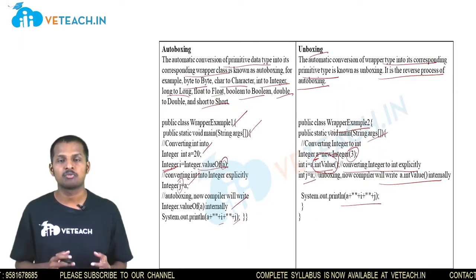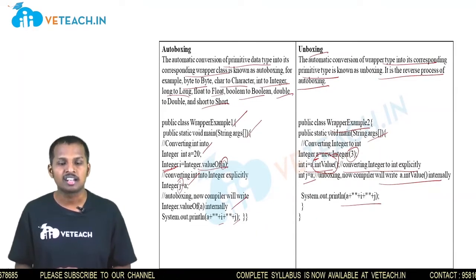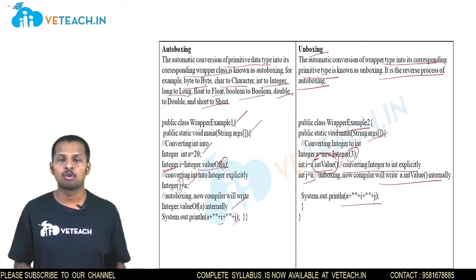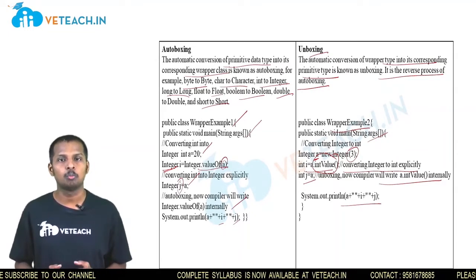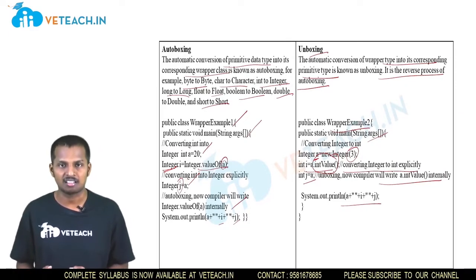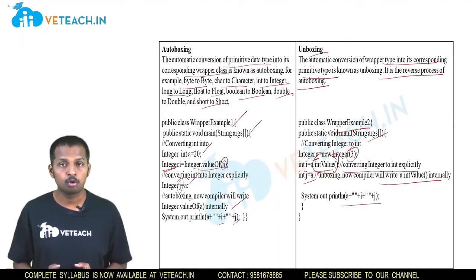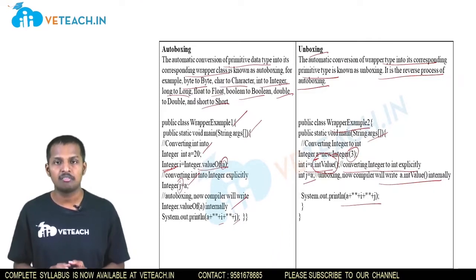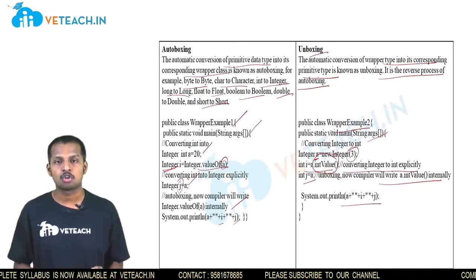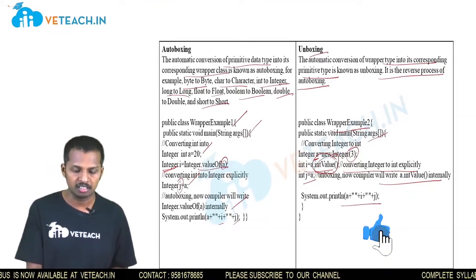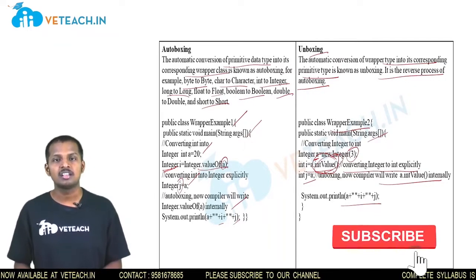For this purpose, we have different methods for different classes. For Integer type, we have intValue. For Float type, we have floatValue. Boolean, booleanValue. Character, charValue. Double, doubleValue. Byte, byteValue. Short, shortValue. Long, longValue. So these are all the predefined methods that are present for these conversion purposes.